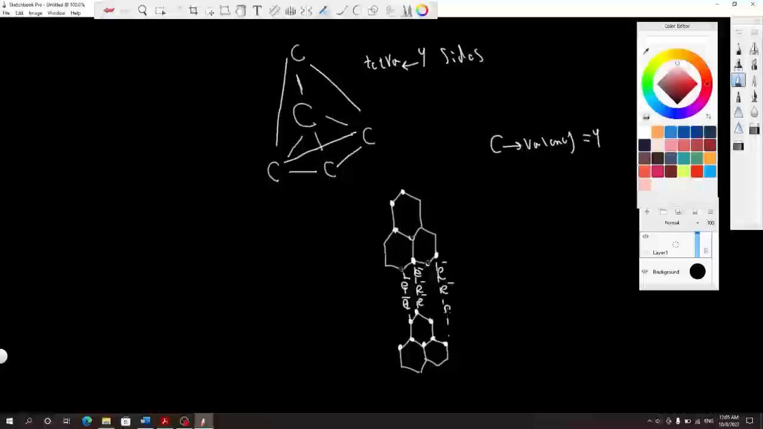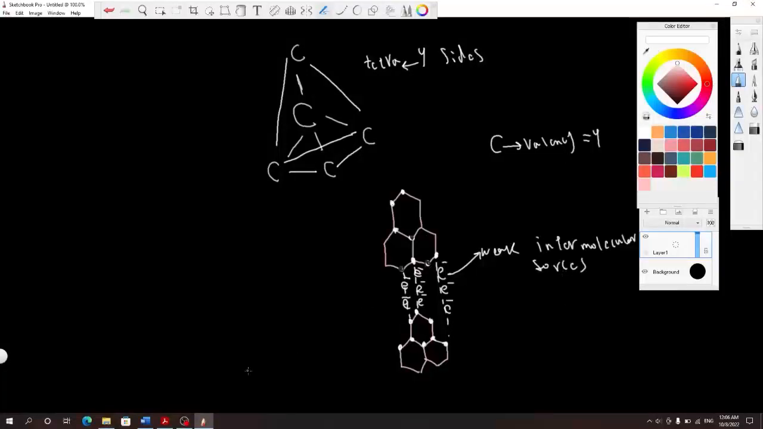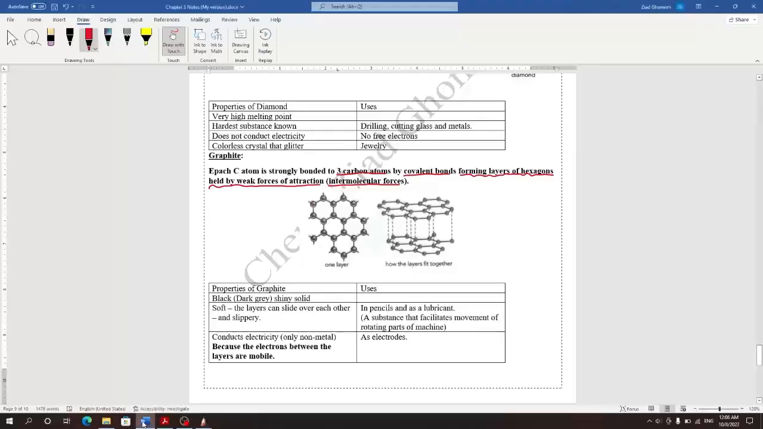Okay? So now we have freely moving electrons, which means, yeah, that's correct, graphite can conduct electricity. It's the only non-metal that can conduct electricity. Okay? This connection between these two layers using these electrons in between, this is called weak intermolecular forces. Okay? So I hope that this clarifies the whole graphite hexagons and stuff, right?